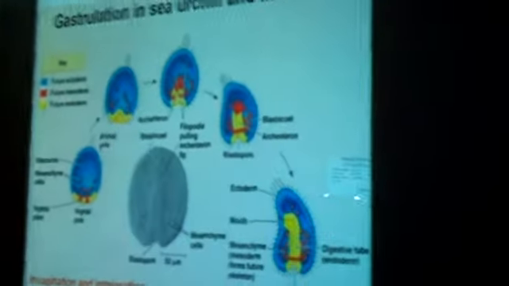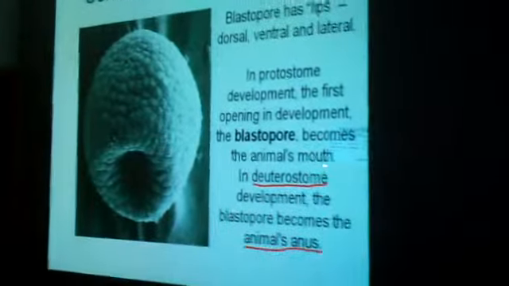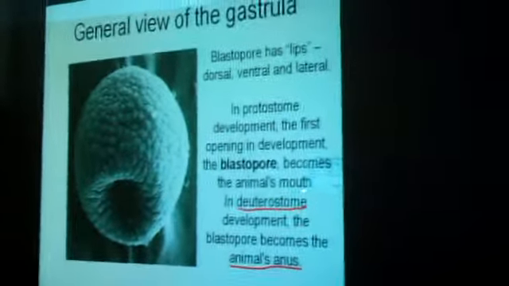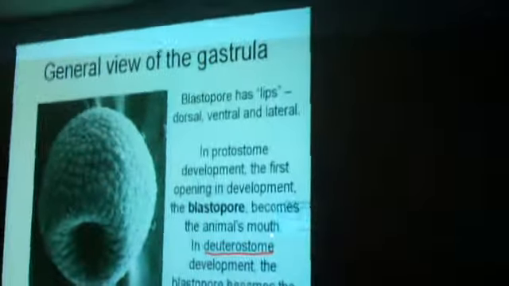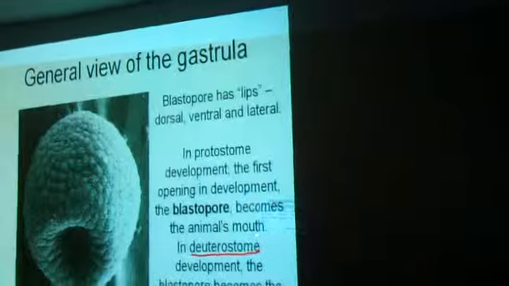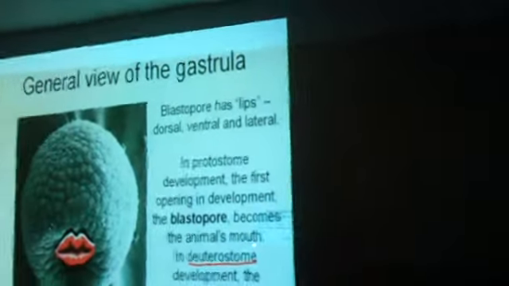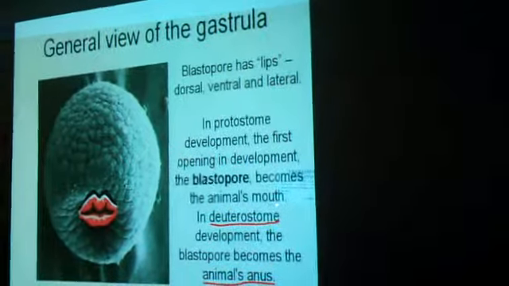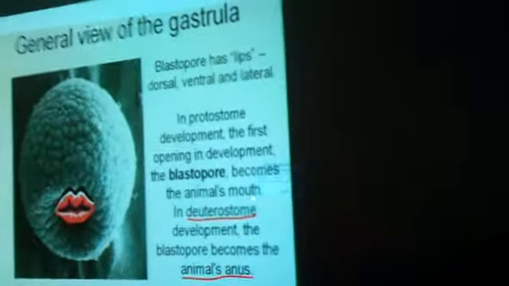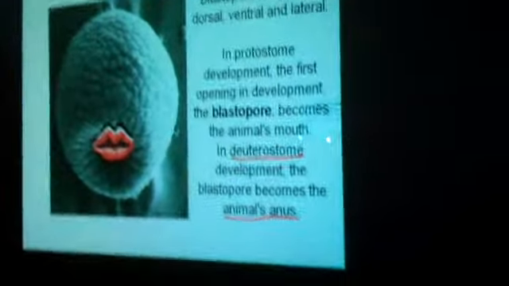Just some pictures of how it happens. Let's see how gastrula looks. You see gastrula and blastopore. Interesting that in protostomes blastopore becomes the mouth, but in human it becomes something else. It has lips. Interesting that the dorsal lip is very important. Dorsal lip later becomes notochord.